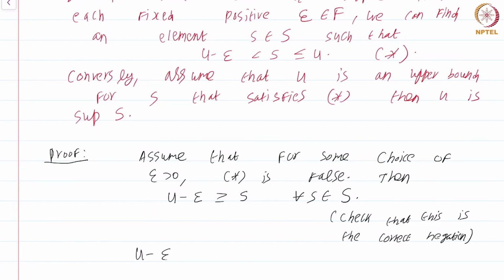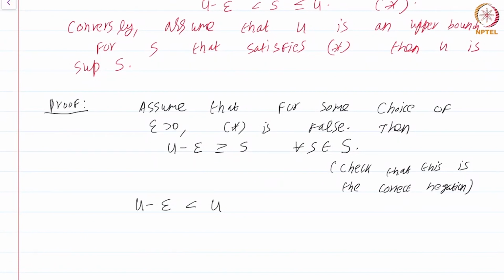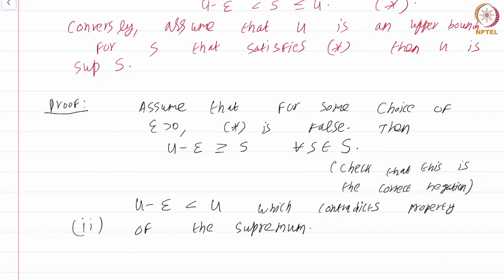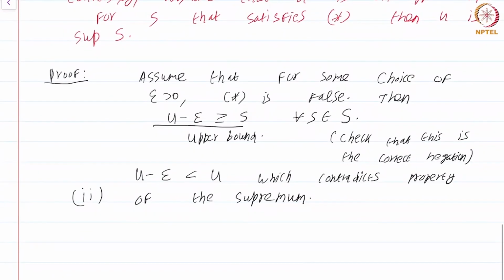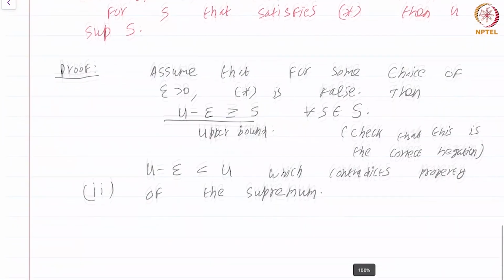But U minus epsilon is less than U. Why? Because epsilon is positive. U minus epsilon is less than U, which contradicts property 2 of the supremum. U minus epsilon is going to be an upper bound. You cannot have an upper bound that is strictly smaller than the least upper bound. So this contradiction shows that the supremum will necessarily have property star.